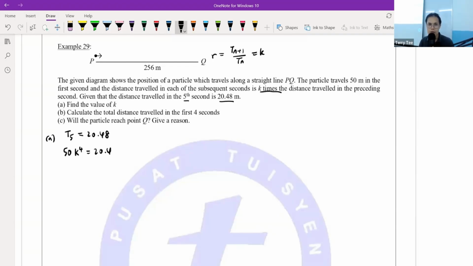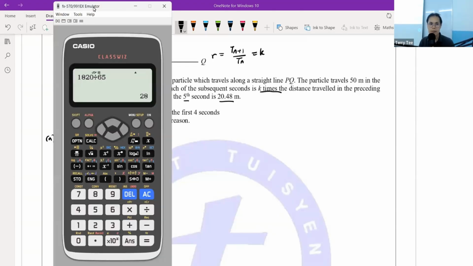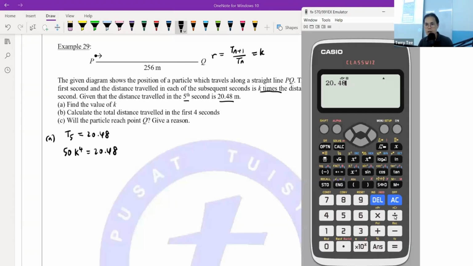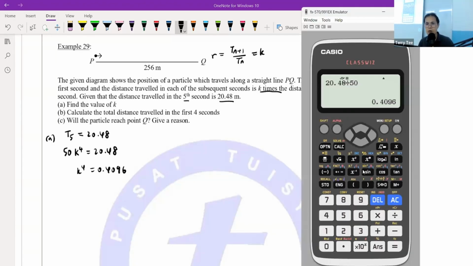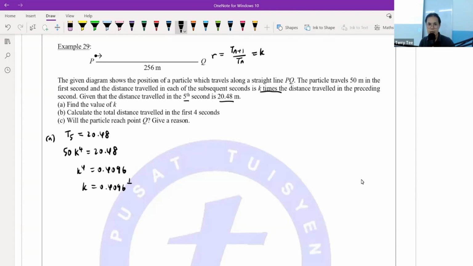This is 20.48. Now, let's take 20.48 divided by 50. You should get 0.4096, right? k power 4 is 0.4096. You can change it to decimal or fraction, up to you. I'll just use decimal here. Then if you bring the power over, it's going to be power 1 over 4. So let me write here 0.4096 power 1 over 4. This is 0.8, or you can leave it as 4 over 5.